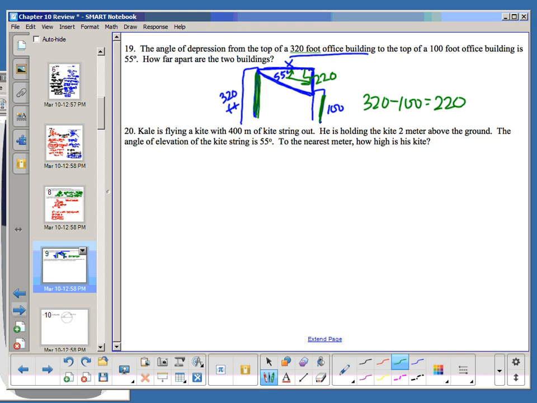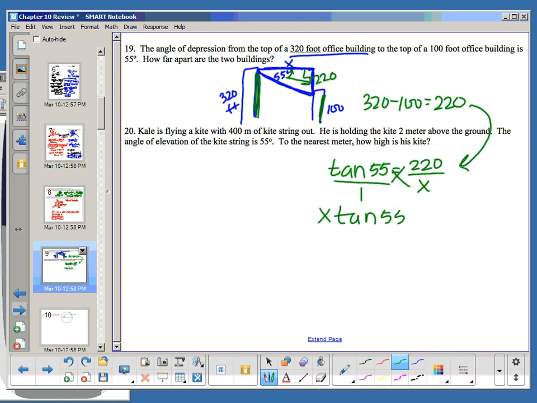So I'm going to jump down here, and I'll erase it when we get to the next problem. Tan of my angle equals my opposite side, which is 220, over my adjacent, which is x. And since I know the angle, I'm going to cross multiply. X times the tan of 55 equals 220, and this is just a number, so I'm going to divide by it.